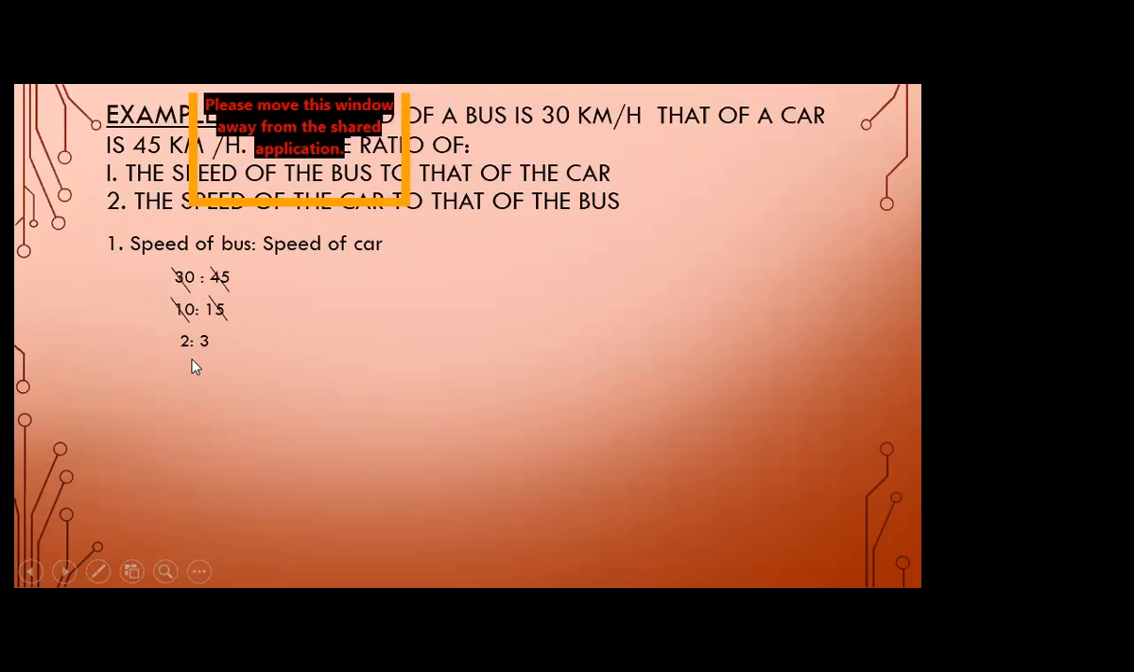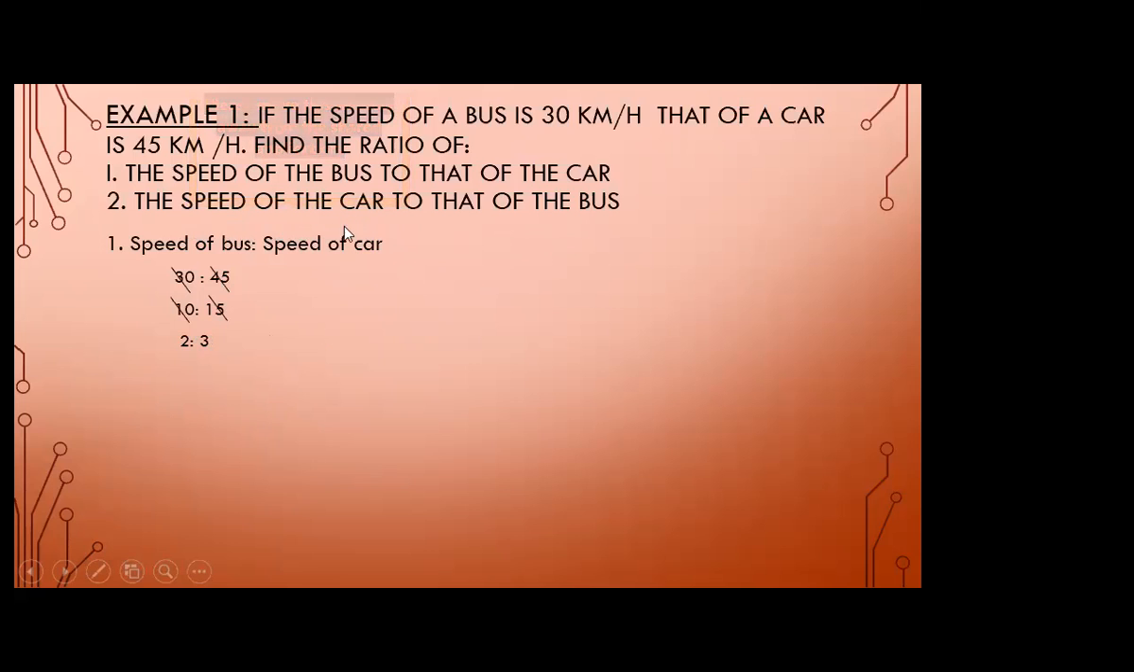We get 2 ratio 3. Okay, now question number 2 is find the ratio of the speed of the car to that of the bus. Now, what is the difference between the first and the second question?